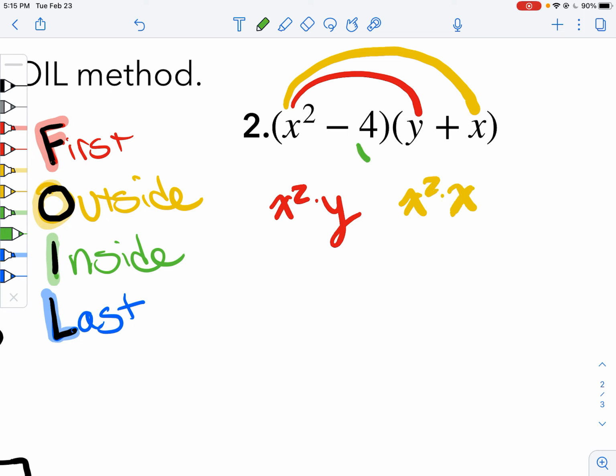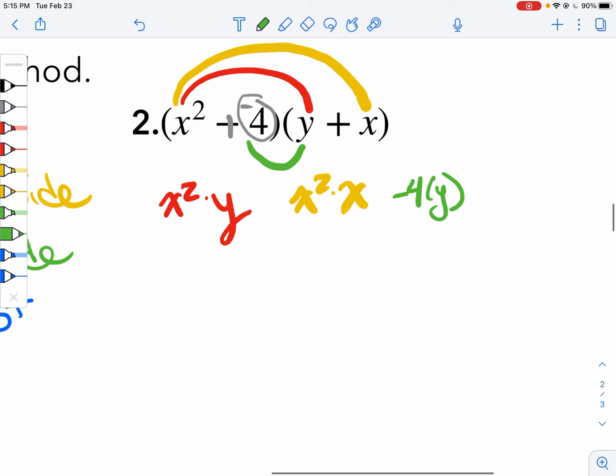Then we multiply our inside numbers together. Now be very careful. This negative belongs to this 4. You can consider it like plus negative 4 and then do that. But either way, you're going to do negative 4 times y. And then your outside numbers, still got a negative 4 times x.